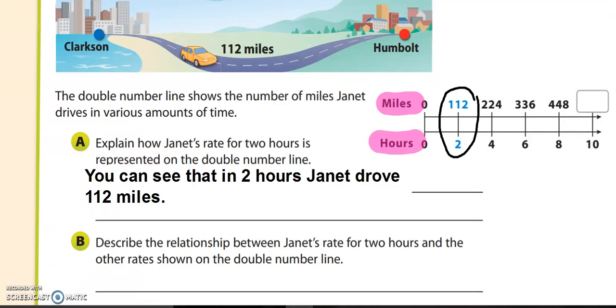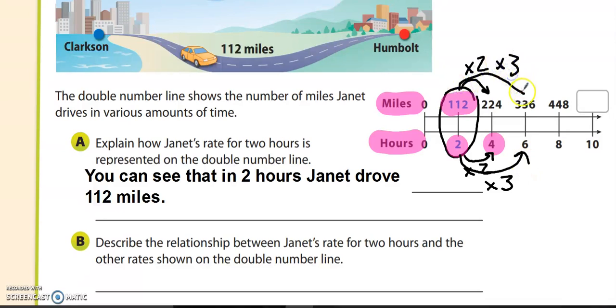Alright, let's check out question B. Question B reads, describe the relationship between Janet's rate for 2 hours and the other rates shown on the double number line. So the first 2 hours she drove 112 miles. And then what I want you to notice is that the next unit of hours over is 4. And you should obviously notice that to get from 2 hours to 4 hours, you would double that. So that's times 2. And what you should also notice is that the miles would also double. And then the next term over from 2 to 6 would be tripled. And to get from 112 to 336 is also tripled. So you can see a pretty fast pattern.